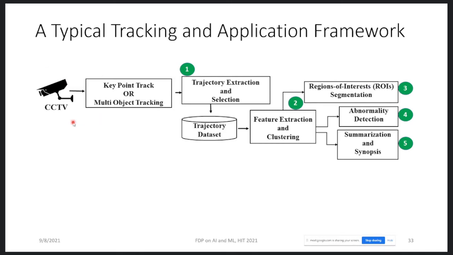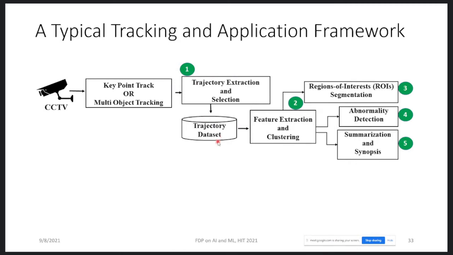You have a CCTV camera attached where you extract the key points and track the objects. Multi-object tracking means you track multiple objects. You extract the trajectory and create a database of the trajectories. Trajectory means you record the position of the object in each and every frame. That is what you are doing.